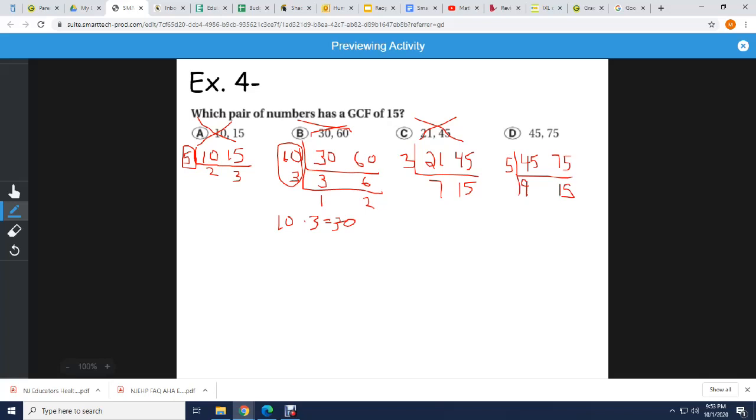Alright, so 9 and 15 I see has another factor, which is 3. Right, 9 divided by 3 is 3. 15 divided by 3 is 5. And here in my icing, I have 5 times 3 is 15. So that is your greatest common factor.